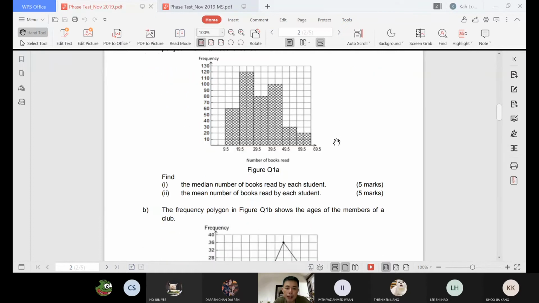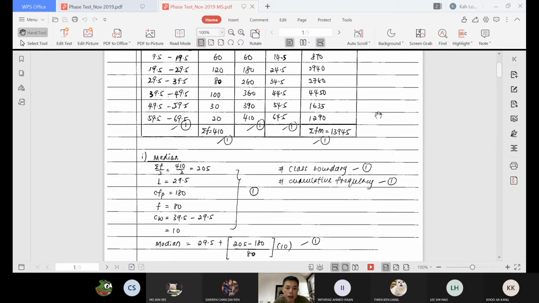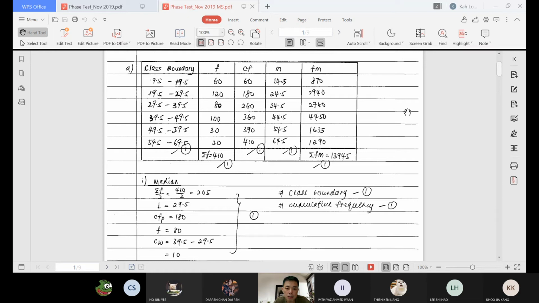Okay, and then you see, find the median number of books read by the students. So you need to have a class boundary, a frequency, and a cumulative frequency. Okay, for the first question, you can snap. If you must be fast, I will go one by one. Then you have to determine the median class.